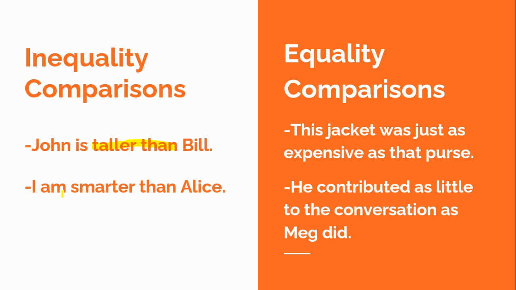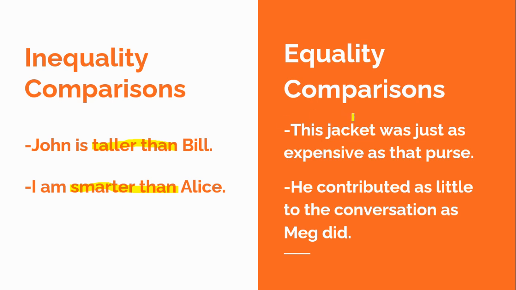Next one we have I am smarter than Alice. That means that Alice is not quite as smart as I, the speaker in the sentence, or the subject of the sentence. This means they are unequal in terms of smartness or intelligence when they're being compared.